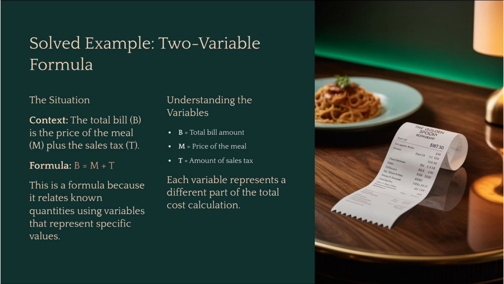Formulas often have multiple variables. Imagine the total bill, B, is the price of the meal, M, plus the sales tax, T. We write this as the formula B equals M plus T. This formula is a general rule for calculating the final price. Because we are relating two known quantities, M and T, to a third, B, we write it as an equation.